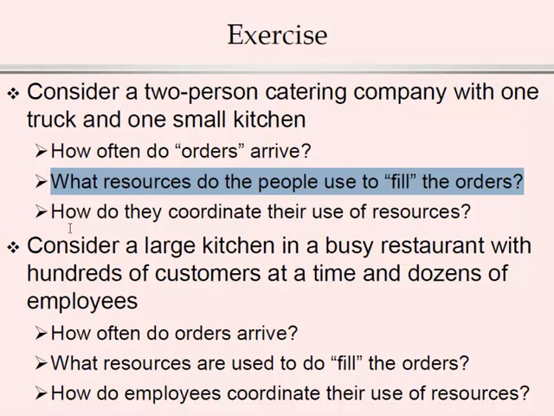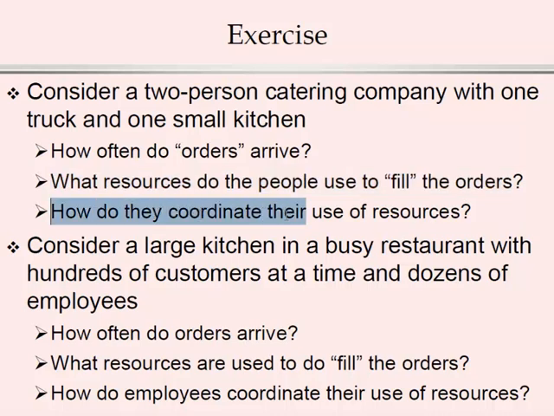Okay. More to the point here, how do you coordinate the use of those resources? Well, with only two of you around, the job of coordination becomes relatively simple. I'm not saying it's easy, but compared to a much larger kitchen, it is relatively simple. Okay, so say you're preparing a lunch order to feed 30. What do you do? Well, the two of you, I'm sure you probably divide the labor somehow.